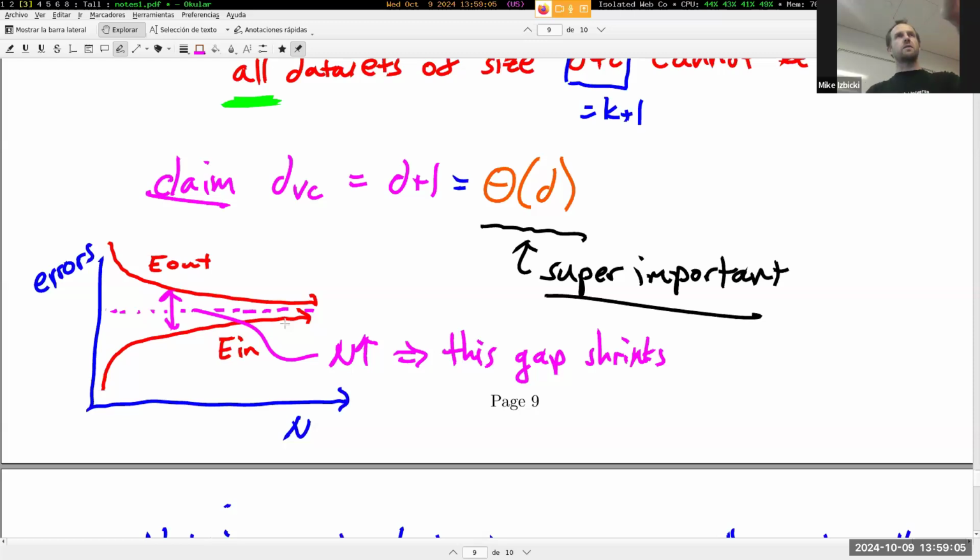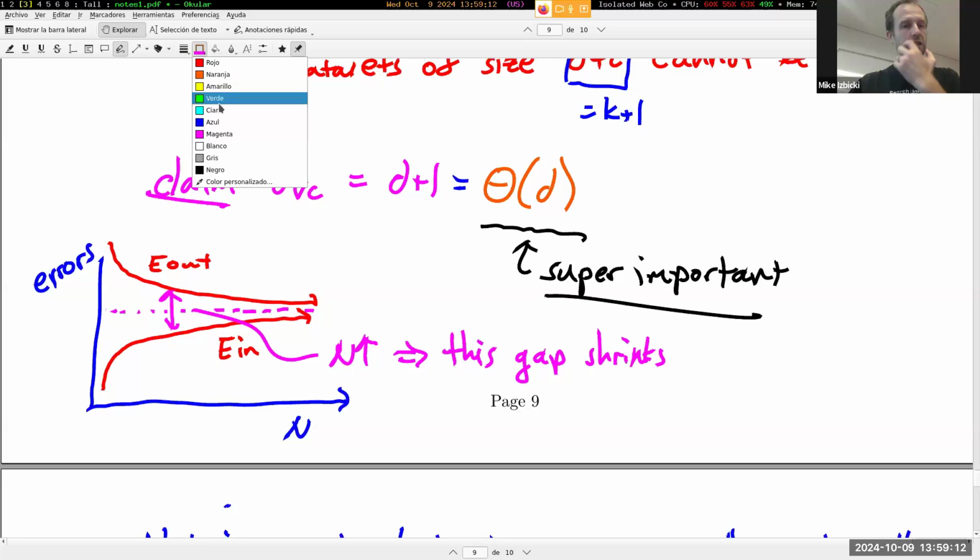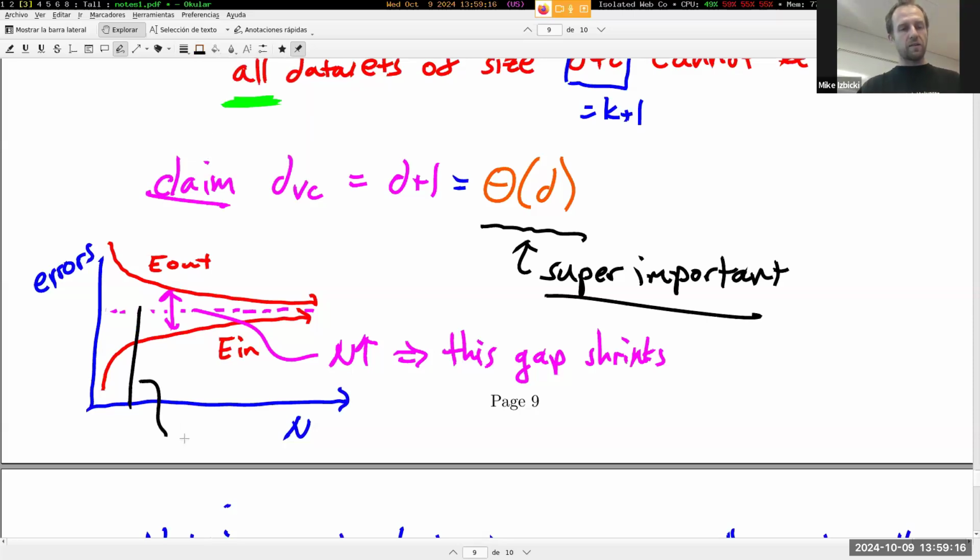Did that answer your question there, Kevin? Okay. Is there a name for this dashed point? Yes, there is. This is called the bias, or the approximation error.